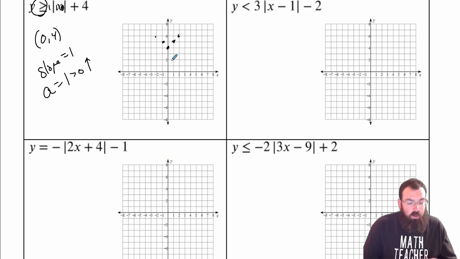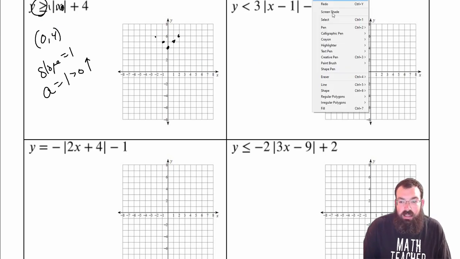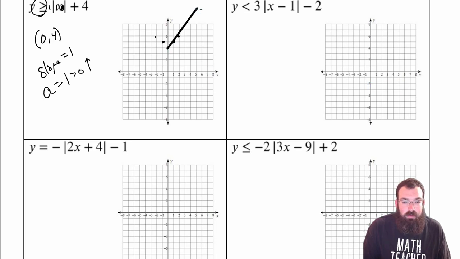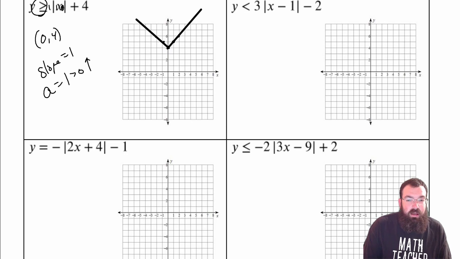Because it's greater than or equal, that means that the line is going to be solid. Fantastic, that way. And because it's greater than, that means I'm shading up, I'm shading above. So in this case, I'm shading in that V, absolute value V that we just drawn.